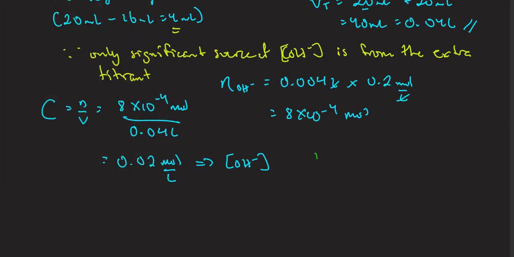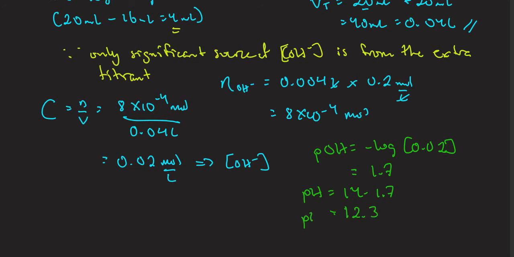So now that we have the concentration of hydroxide, we can figure out pOH as the negative log of 0.02, that's 1.7. We can figure out pH since it's 14 minus pOH, which is 1.7. And our final pH, the final point of this titration, is then 12.3.